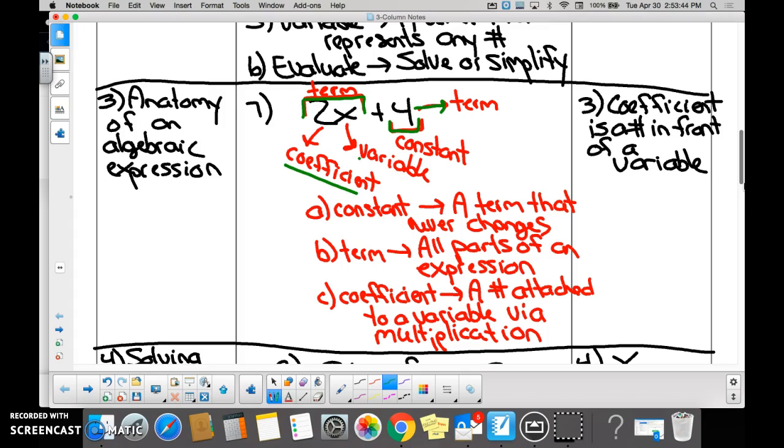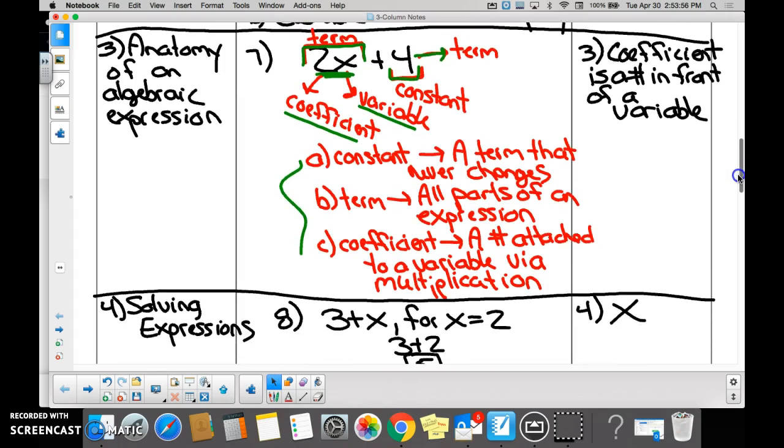Coefficient and variable. And what are the coefficient and variable doing together? What operation are they doing? Multiplication. Okay. So your definition of all 3 of them are right there. We kind of talked about.